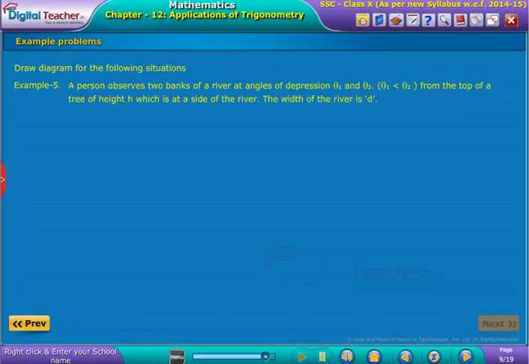A person observes two banks of a river at angles of depression theta 1 and theta 2, theta 1 less than theta 2, from the top of a tree of height h, which is at one side of the river. The width of the river is d.